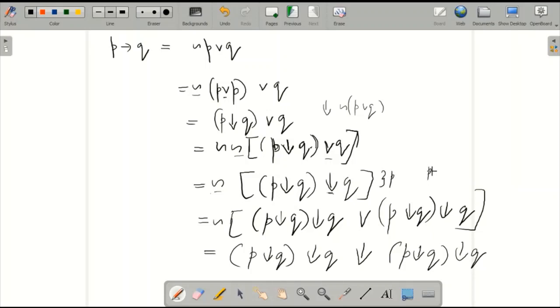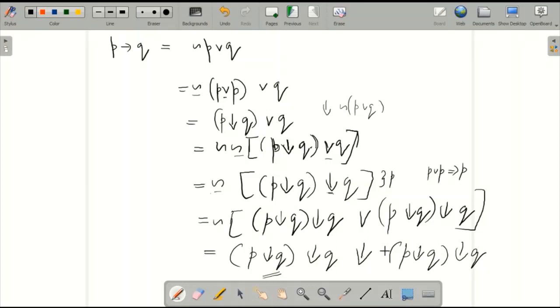I took this entire term as P. So you know that P NOR P will give you NOT P. So here that P NOR P is over here, and this NOT. Now this and this I applied, so I got this particular expression. So that is regarding P conditional Q, where everywhere you got NOR.